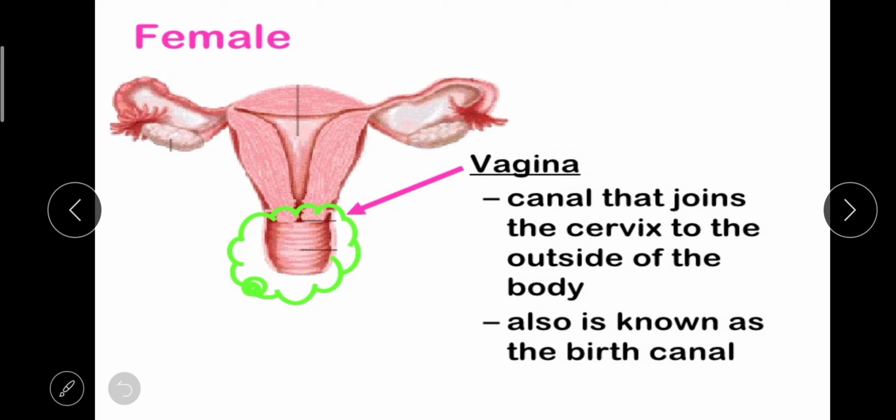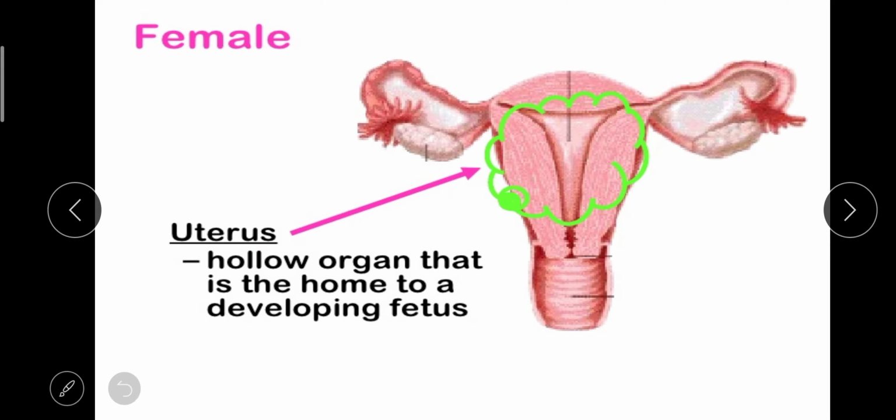First one is vagina. It is a canal that joins the cervix to the outside of the body, and it is also known as the birth canal. Why? When a woman gives birth, the baby comes to the outer world only through this vagina. It is a pipe-like connection between the cervix and the outside of the body. You can see in the picture, this part is called the vagina.